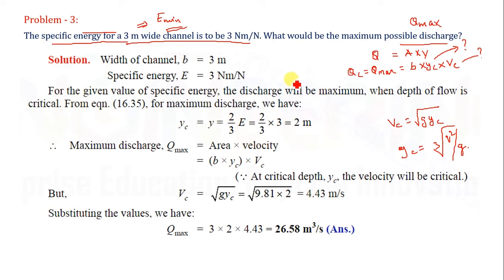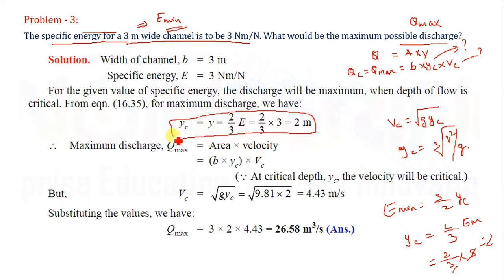So initially I gave you an equation for E minimum, right? What is the equation for E minimum? E minimum is equal to 3 by 2 Yc. So Yc is equal to 2 by 3 into E minimum. So what is Yc? 2 by 3 into E minimum, which is 3. The 3 gets cancelled, so the critical depth is 2.